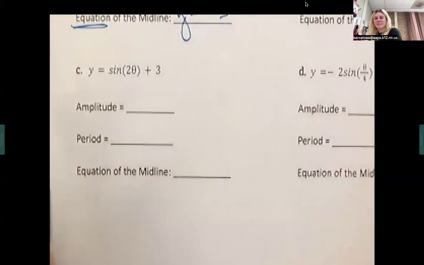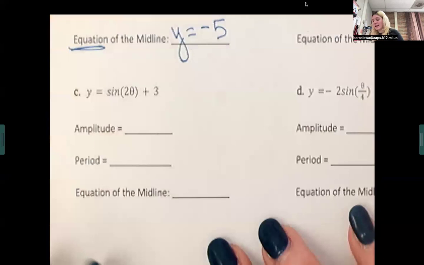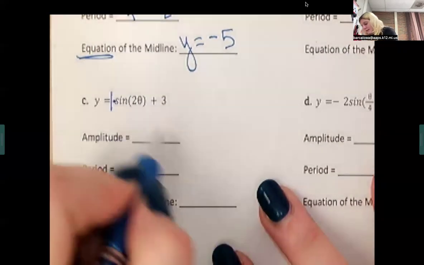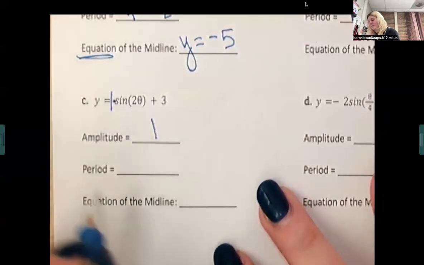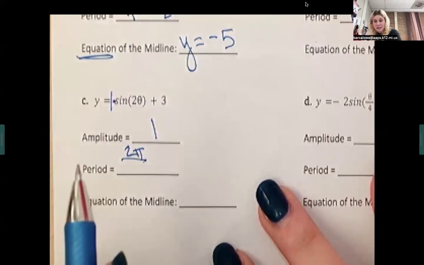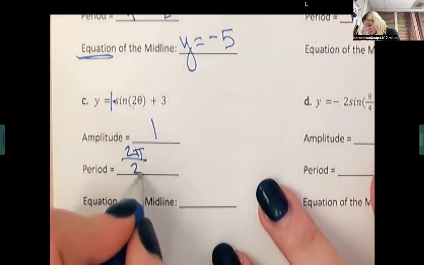All right, let's keep going. Again, this is a theta. It's the same thing as x, right? This is where x was. They've just used a different variable. Okay, so amplitude. Hey, there's an invisible 1 here, right? 1 times sine, so amplitude is 1. Period. Again, 2 pi divided by b, which is just 2.